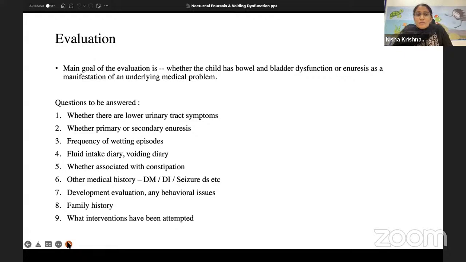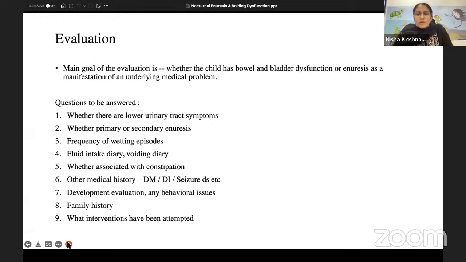We would like to have a fluid intake diary. For example, how much water does the child drink in the few hours prior to falling asleep? When they void, what is the quantity of void, I mean, what is the voided volume? How often do they void? How many times do they void? All these details when we put them together is called maintaining the voiding diary.